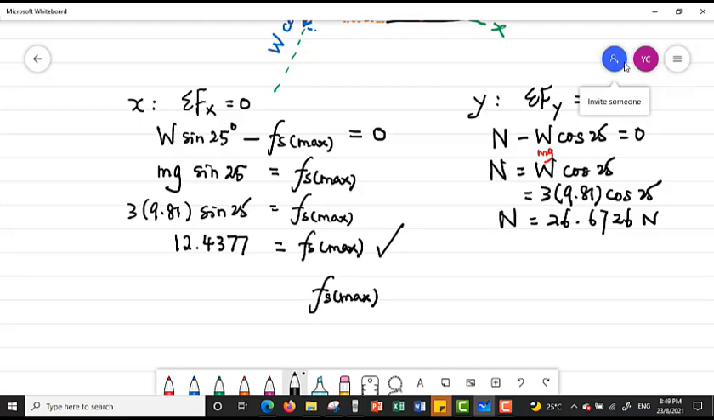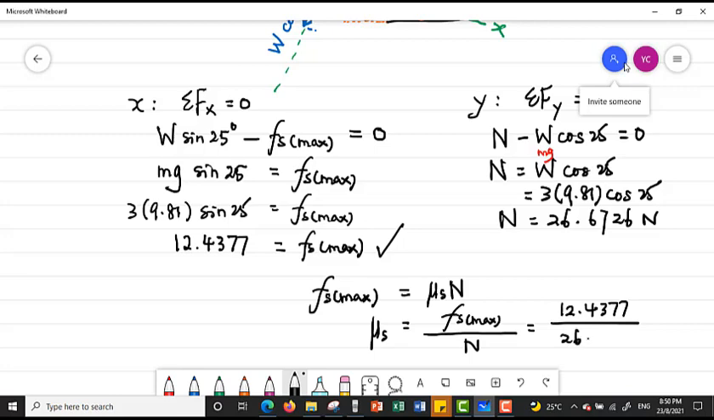So we know that the maximum static friction is mu S N. So we can find our mu S. Mu S will be Fs maximum over N. So it will be 12.4377 over 26.6726. So I'll get around 0.466.